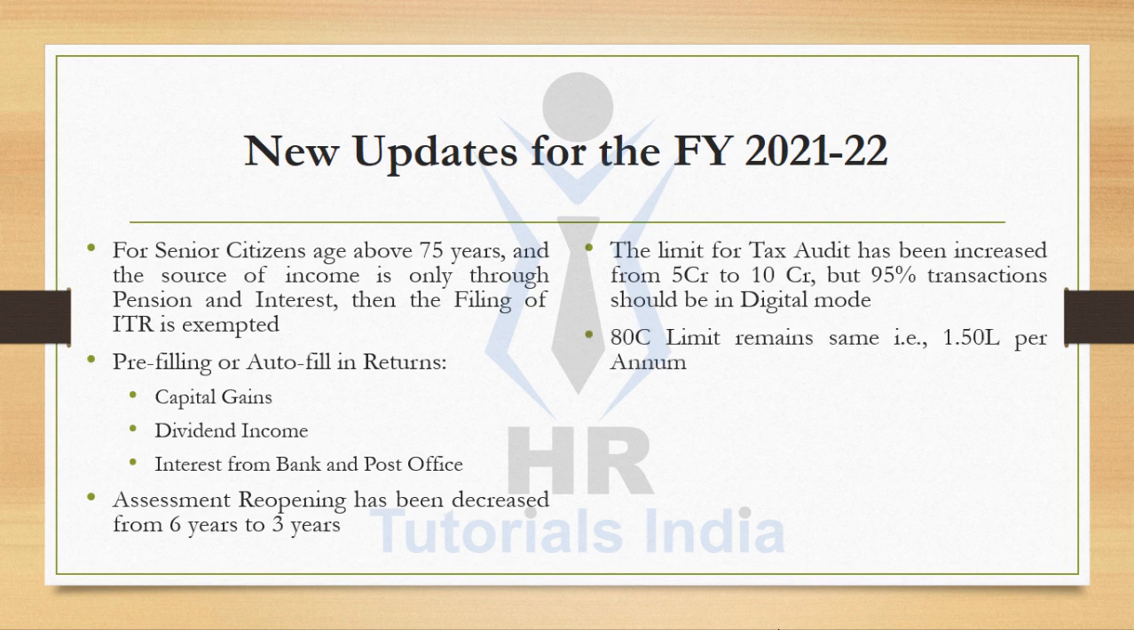The 80C limit remains the same, that is 1.5 lakhs per annum. It is the same as the previous financial year, with no change in the limit. Standard deduction remains the same, that is 50k per annum. As it was 50k of standard deduction per annum in the last financial year, it is the same for the upcoming financial year, which remains unchanged.